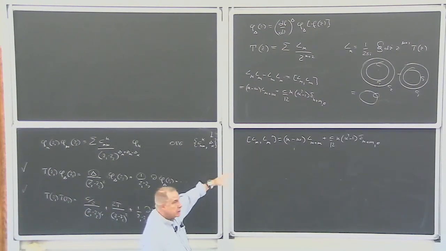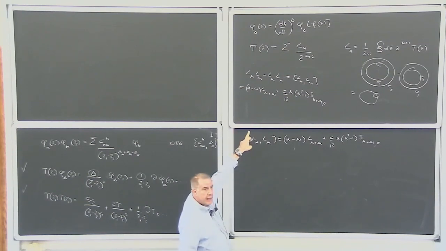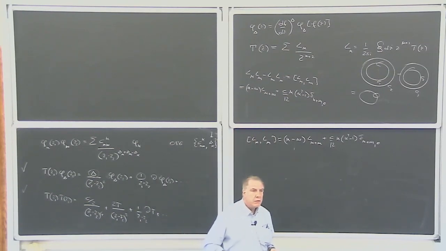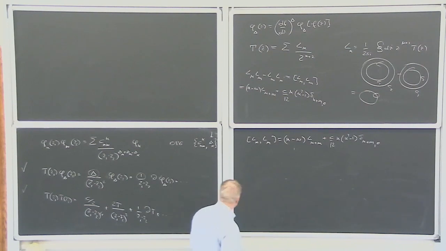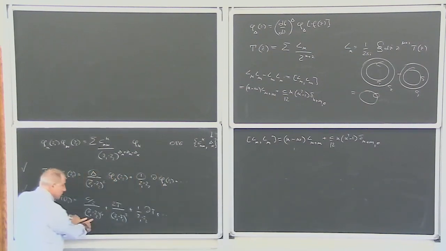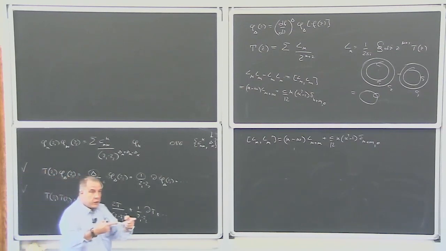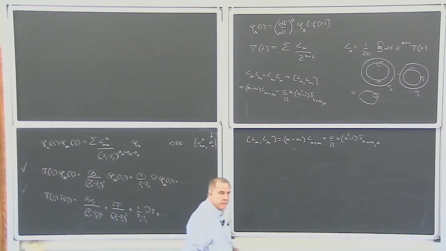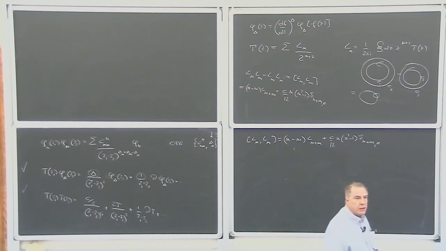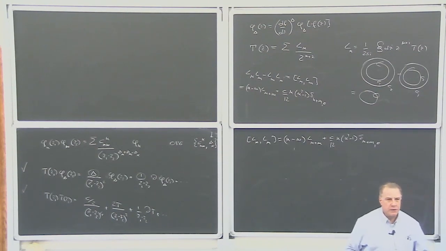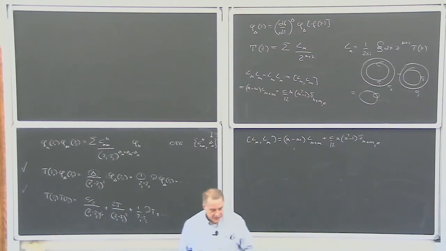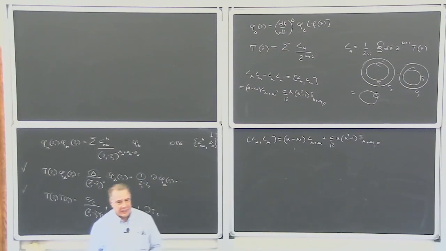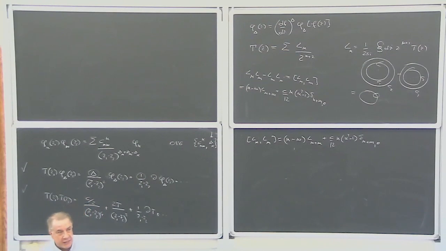It's L_n, L_m, when the two points coincide. That's not obvious for me. Your problem. You work it out yourself. This is not a course on complex analysis, it's a course on conformal field theory based on complex analysis.